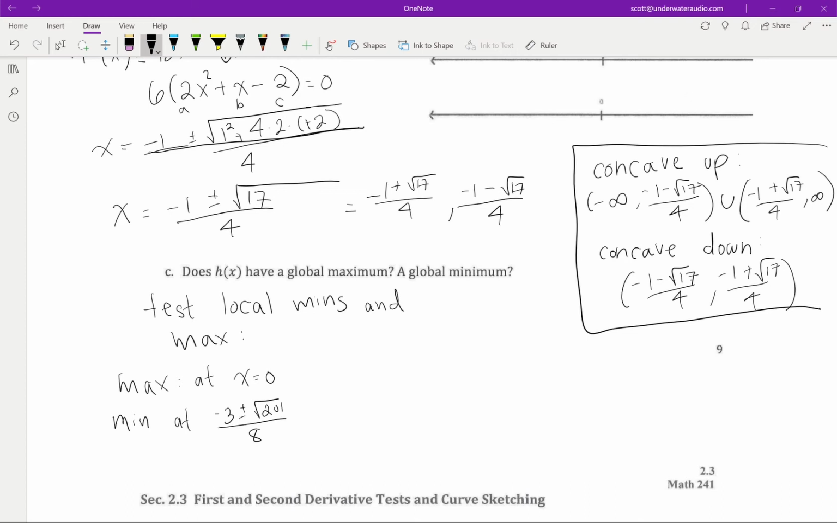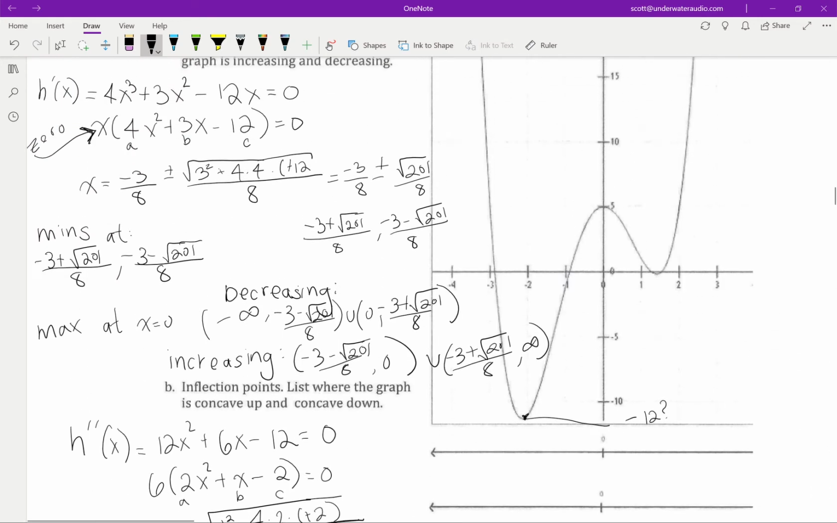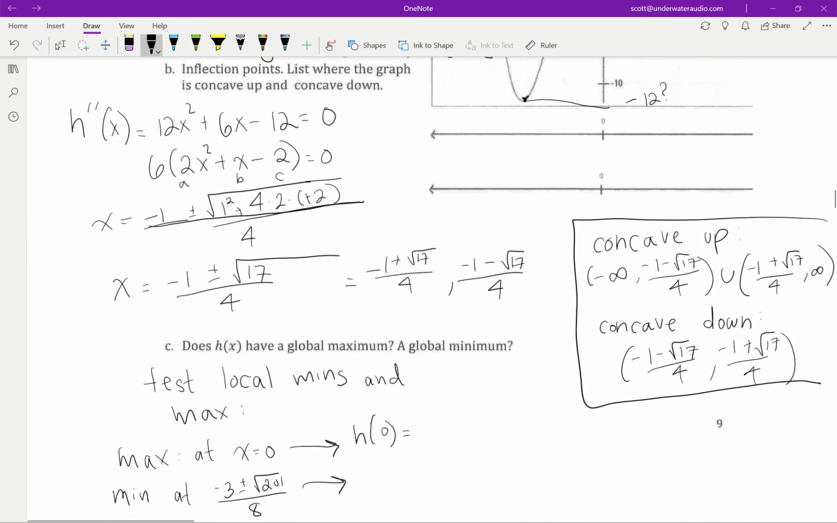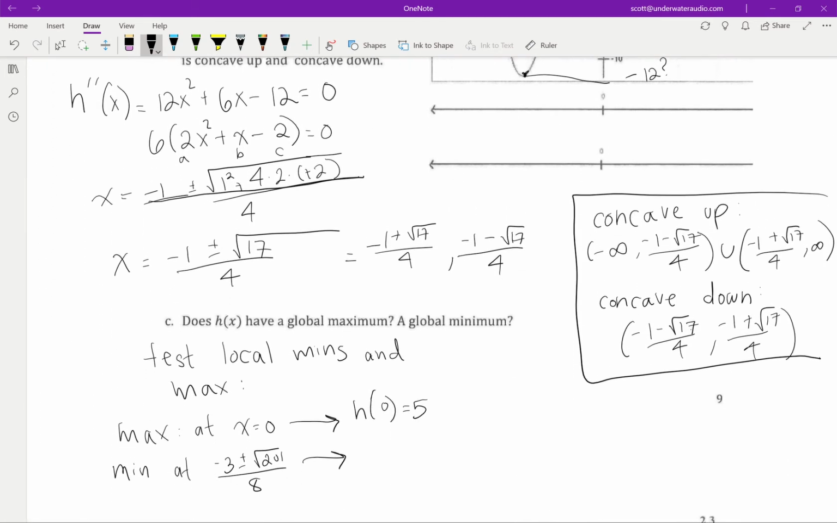And my plan is to plug each one into h of x and see what I get. So h of 0, that tells me the actual height. This one should be pretty easy. If you come up to the original equation and I plug in 0, 0, 0, 0 plus 5, and that fits with the picture. So the local max at 0 is 5.